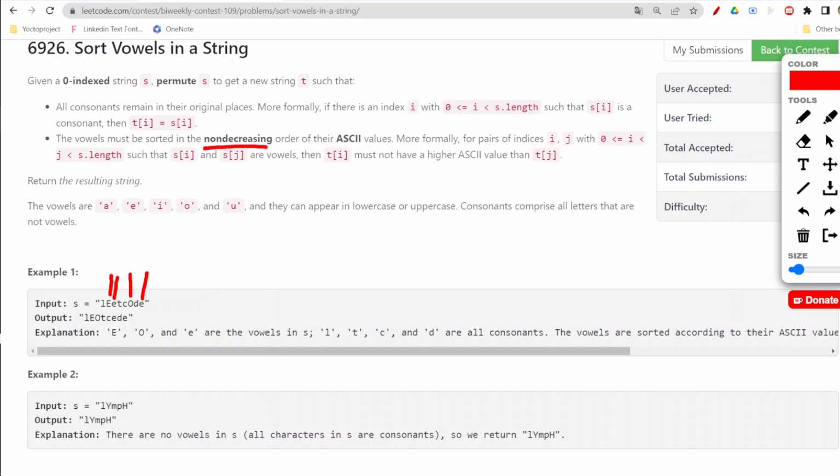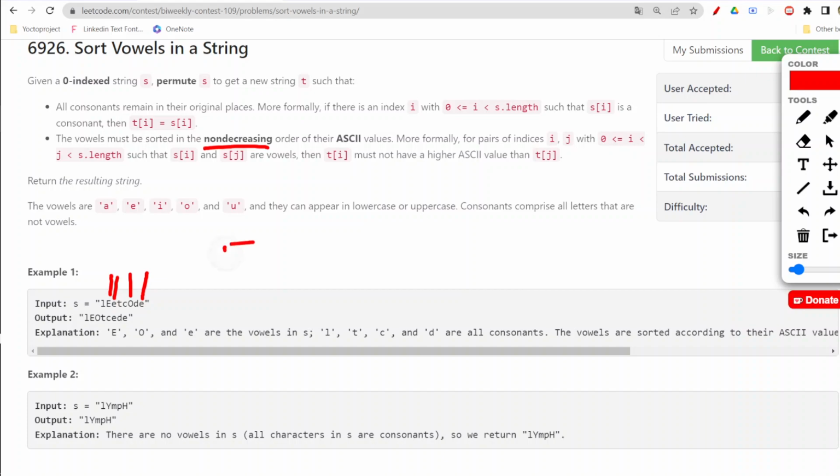Basically, non-decreasing order means that if there are some duplicates, they would also be considered. So it is not strictly increasing, it is just increasing, and that's why they are conveying it as non-decreasing. We need to sort in non-decreasing order on the basis of ASCII value.